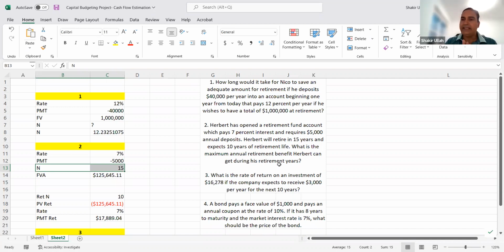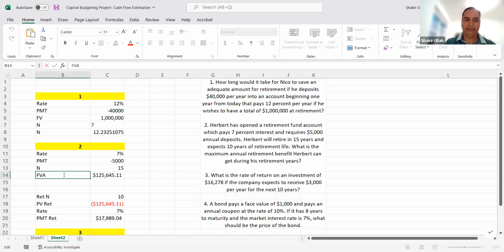First, we find how much money we will have after 15 years. If we earn a 7% interest rate and we're making a payment of 5,000, how much money will we have? So we find the future value. Now for the future value, we use the same formula that I showed you in the previous videos. That is FV. FV stands for future value.